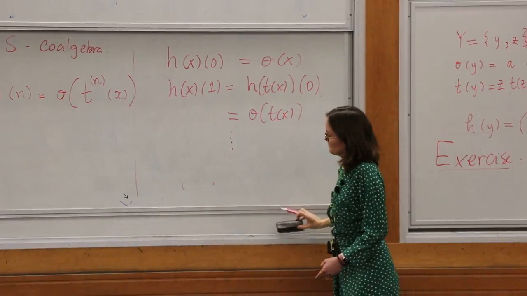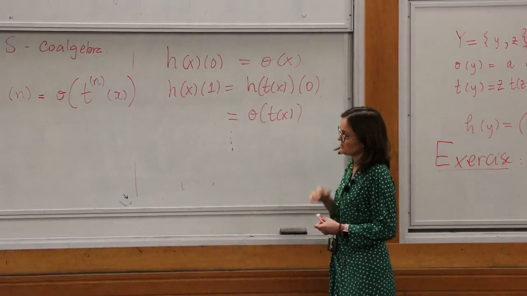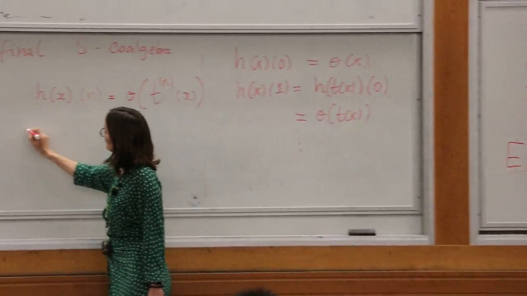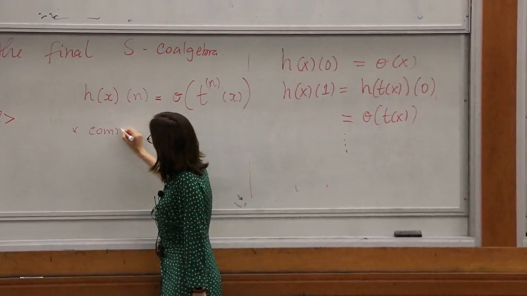Okay, so that is the definition I propose for H. It is the definition we were using here intuitively when we were defining these examples. And so now we need to prove two things. We need to prove that H makes that diagram commute. And then we need to prove uniqueness.